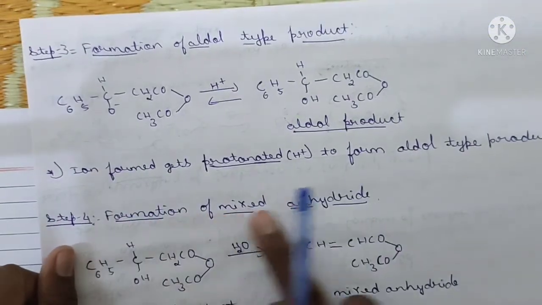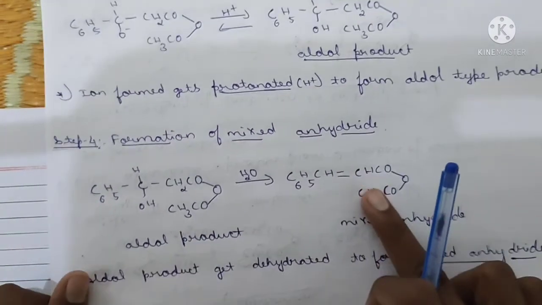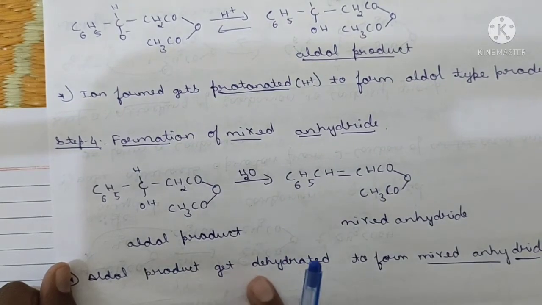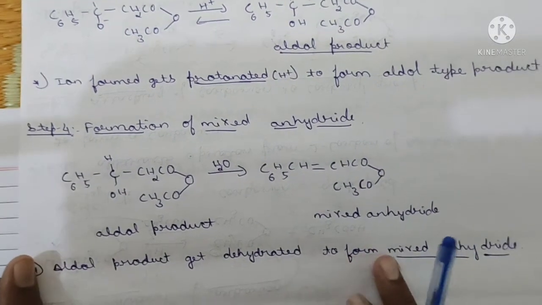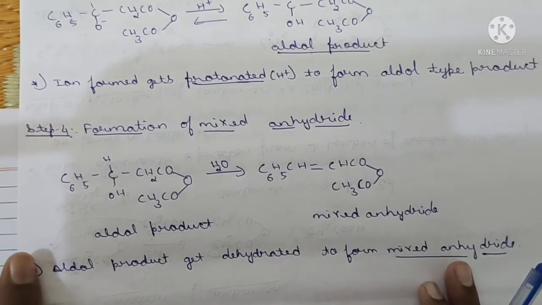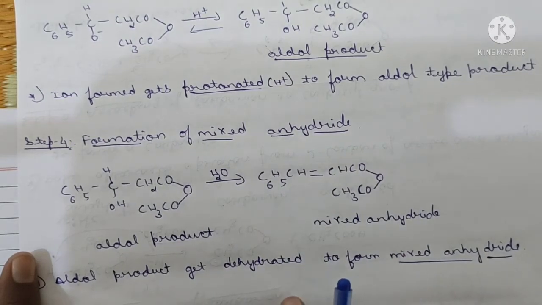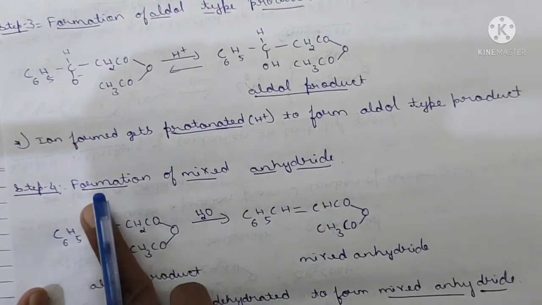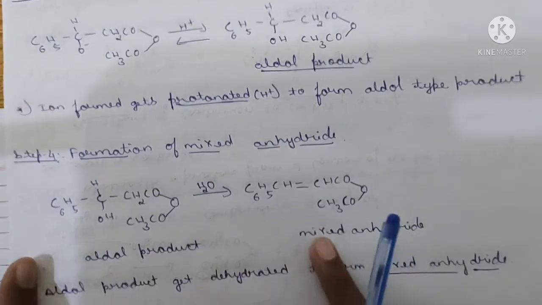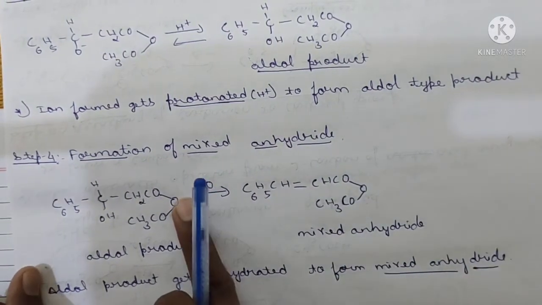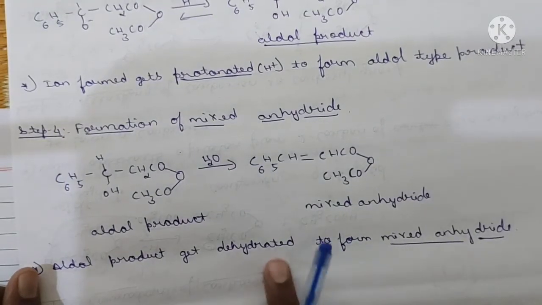Then fourth, the formation of a mixed anhydride. How is it formed? Just by dehydration. Sorry, not hydration. The aldol product gets dehydrated to form the mixed anhydride. Dehydrated means they remove the water molecule from here.